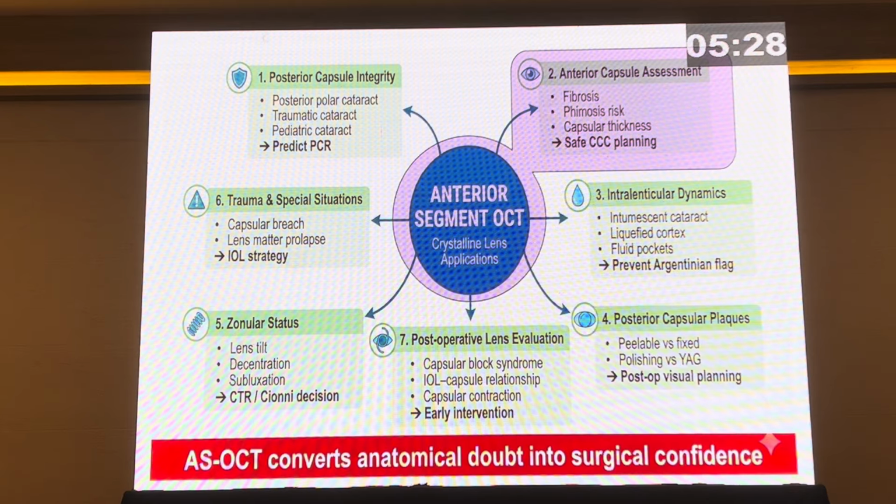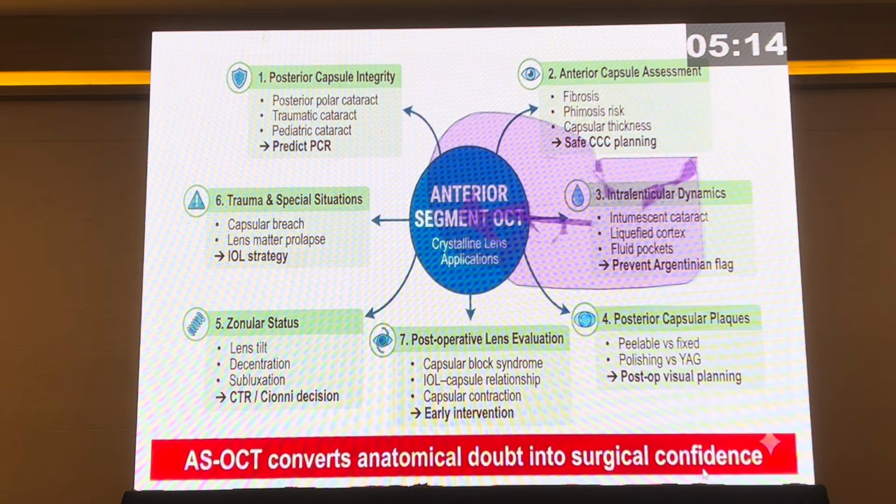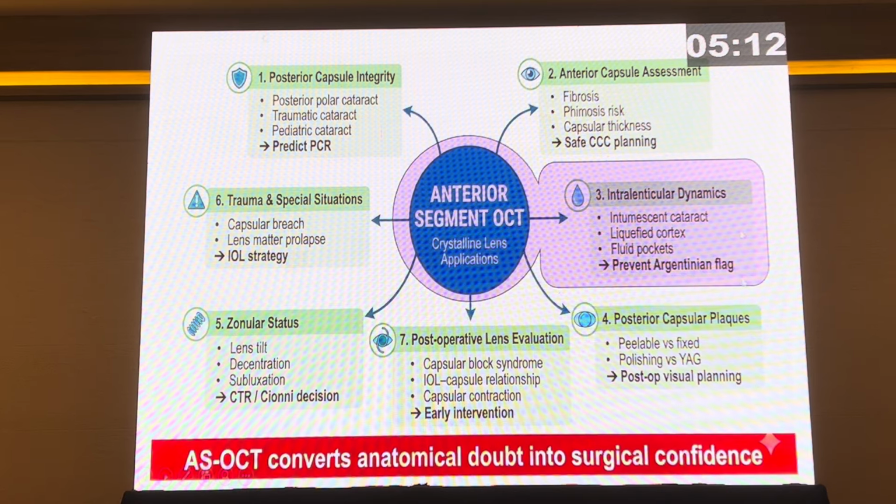The other reasons would be an anterior capsular fibrosis. While doing the capsular rhexis in a fibrosis, it's a little difficult. So we have to plan whether to go ahead with a routine capsulotomy or the other scissor methods. Then we have to assess the intralenticular dynamics in an intumescent cataract and anticipate or prevent an Argentinian flag sign if required.